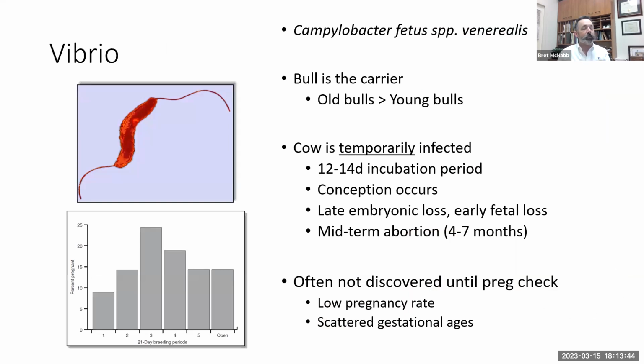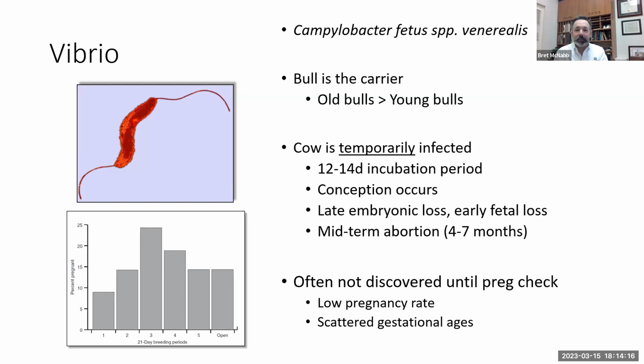Another bacteria that we occasionally see would be Vibrio. Vibrio is just a common term that we use for Campylobacter fetus venerealis, which is a very specific strain of the Campylobacter bacteria. There are many, many Campylobacter species that will cause some GI issues, some food safety issues if our food is contaminated with it, and will cause abortion in sheep and goats. But this one is the particular one that we're worried about in cattle.